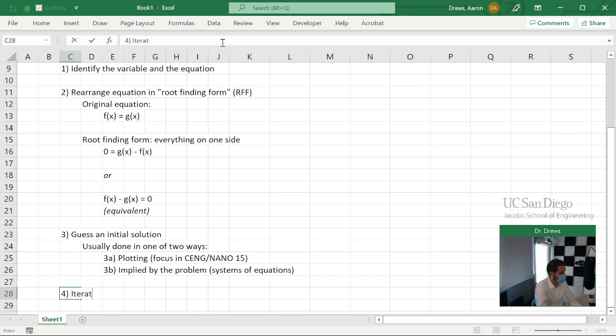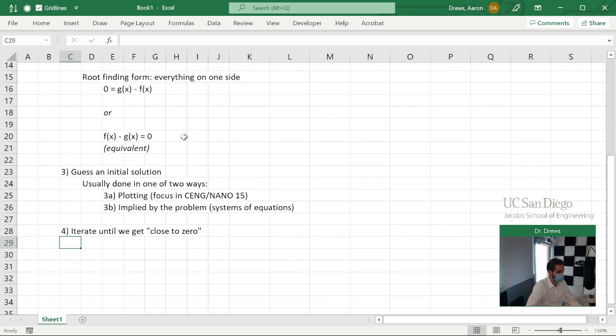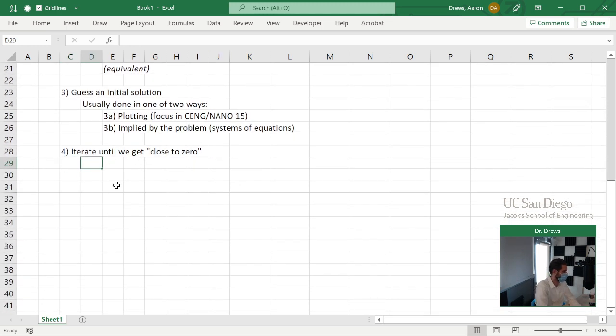The fourth one is that we iterate until we get close to 0. And I put close to 0 in quotes because there's some flexibility in exactly what we mean by close to 0. And it's usually set by the algorithm. So close to 0 can mean different things, and it can be adjusted.